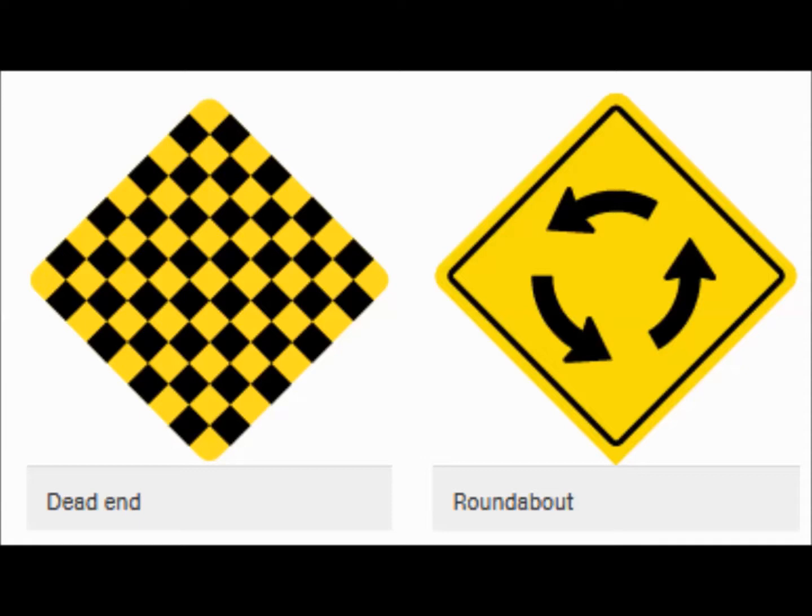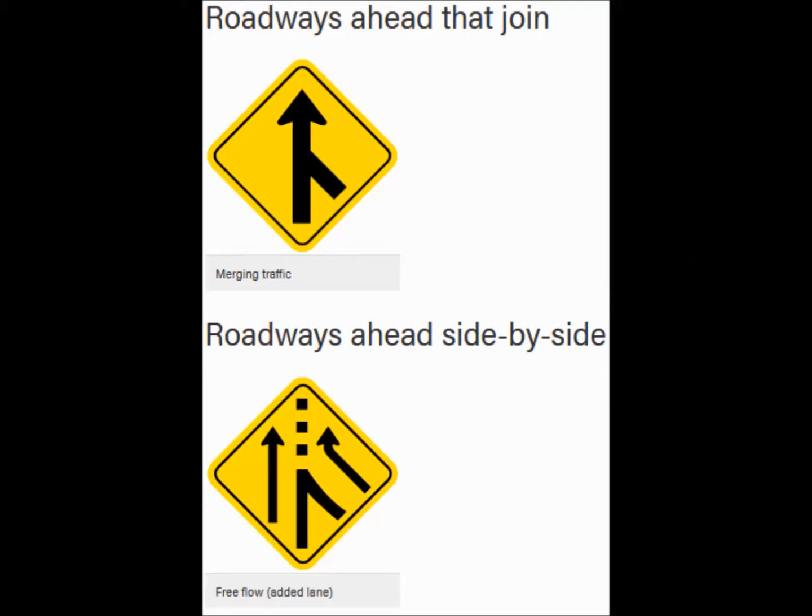Roadways ahead, side by side, but do not join. Image description. A yellow diamond with a black outline. An arrow going forward. On the right, an arrow coming in at an angle, then straightening out and going forward. Between the two are divisions, one of them dotted. Free flow, added lane. Narrow roadways ahead.